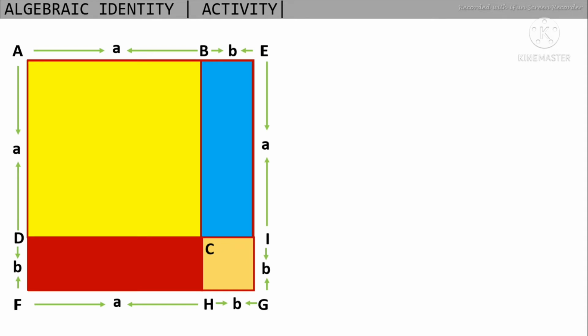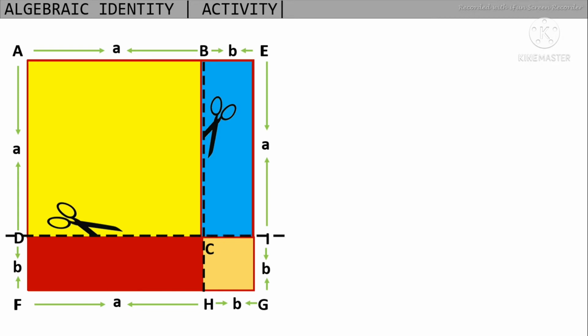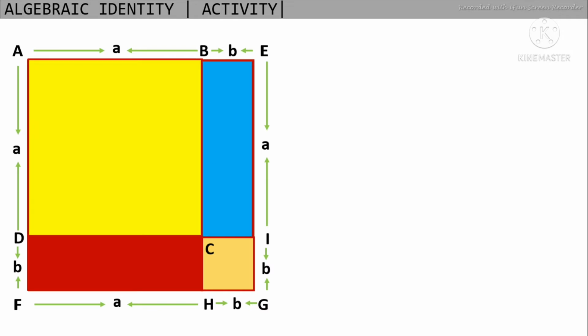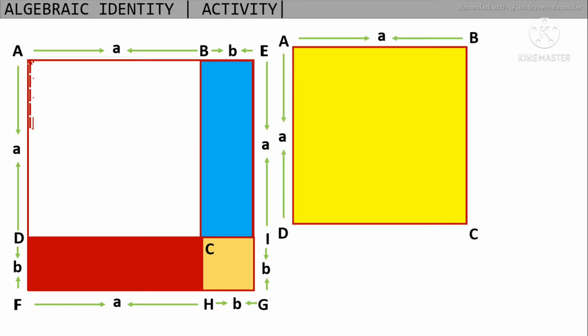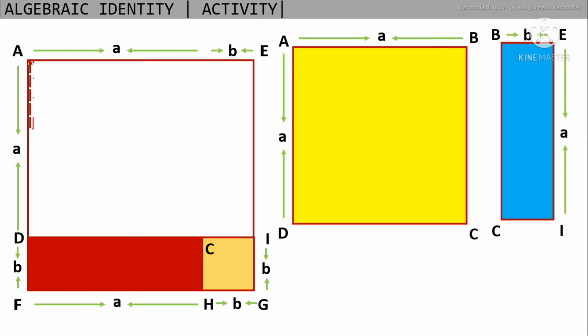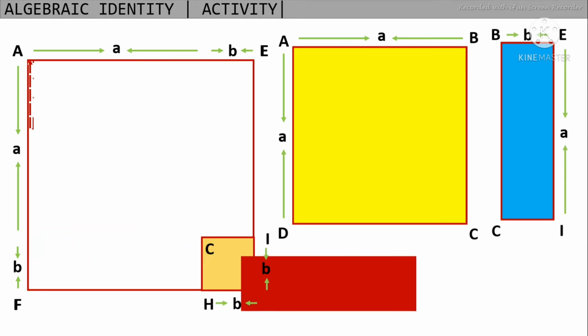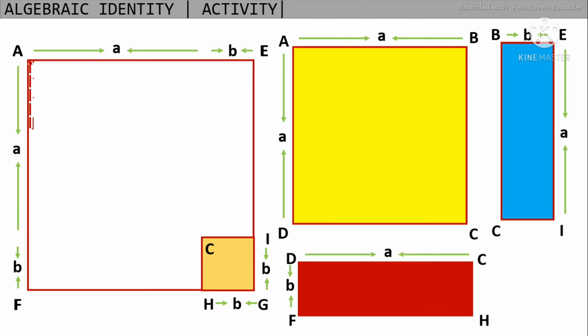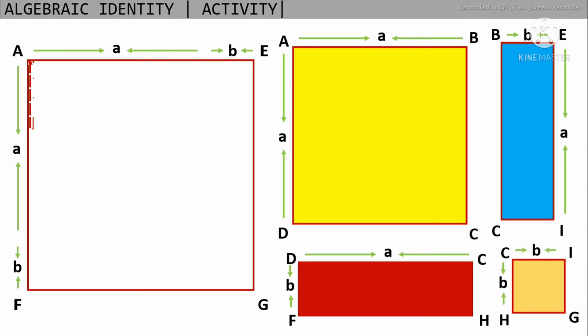Now let us cut it along BH and DI. If you cut it along BH and DI, we will get 4 figures separately. So we are just separating the square AEGF now. Let's start with the square ABCD, then the rectangle BEIC, third, another rectangle DCHF, and the last figure, that is CIGH. Hence we have cut the square AEGF into 2 squares and 2 rectangles.